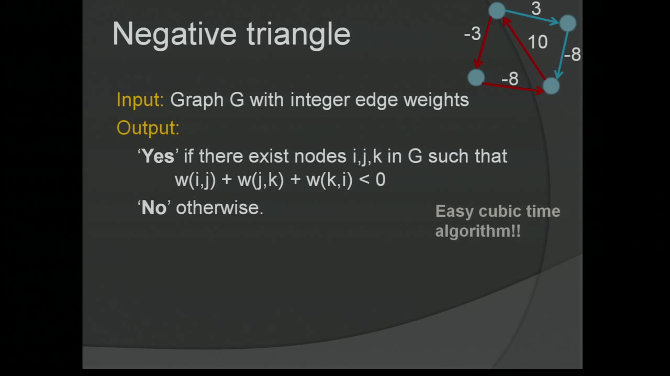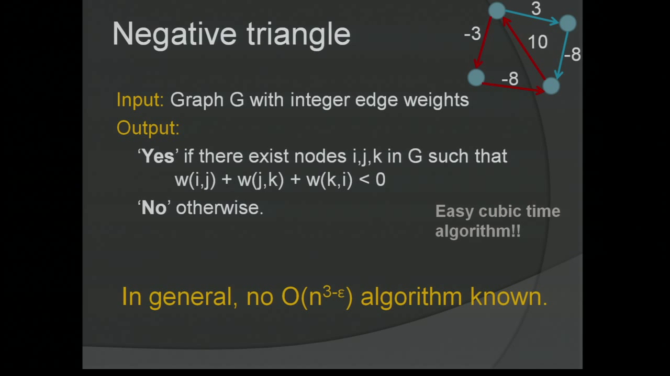You have a graph. It has some edge weights on its edges. We can even assume they're integers. Given this graph, we want to say whether there are i, j, k such that when you take the sum of their edge weights, you get a negative number. You want to say no otherwise. So there's a trivial cubic time algorithm. You try all triples of nodes and you check the condition. And we don't know how to do better.